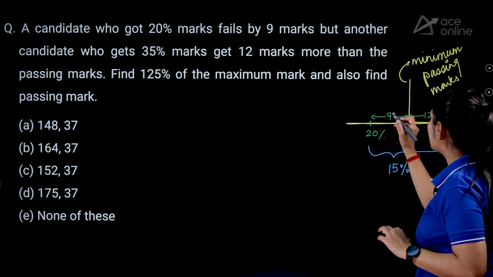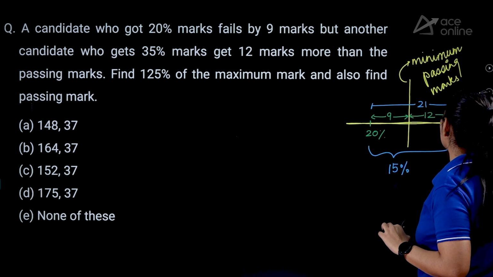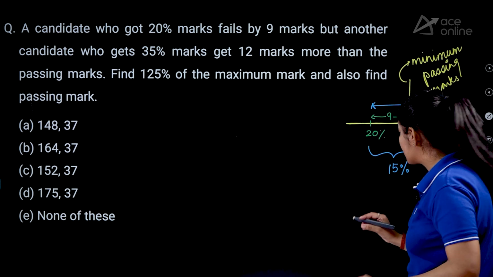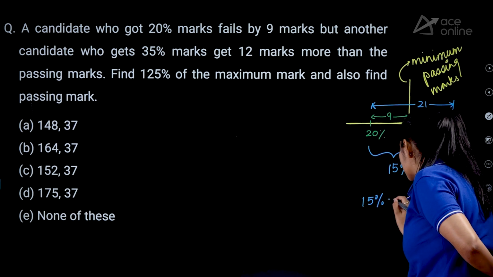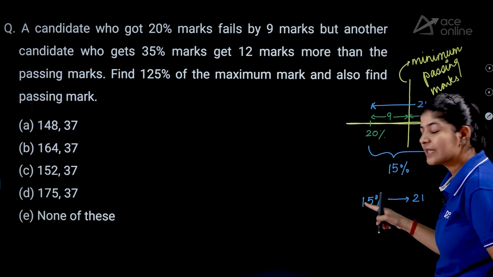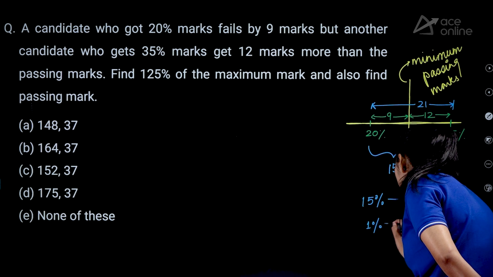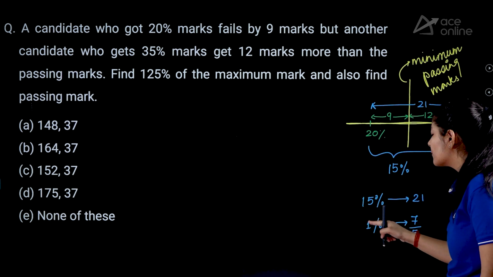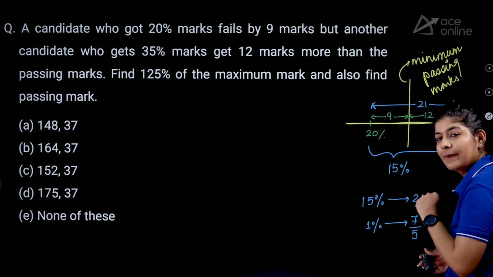But when we talk about the numbers, the difference between these two is 21 marks. That means we can say that this 15% is representing these 21 marks. That means I can say that 1% is representing 7 by 5 marks. I just eliminate both the terms by 3, right?